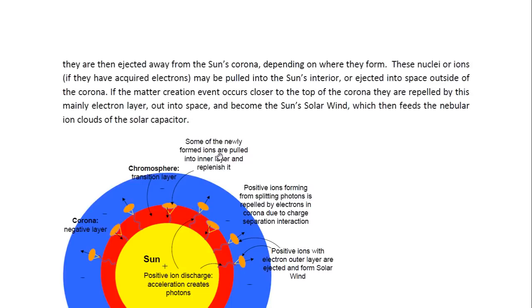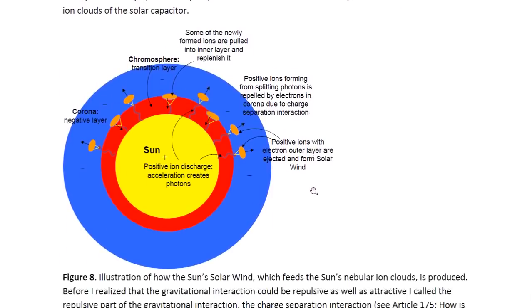These nuclei or ions, if they have acquired electrons, may be pulled into the Sun's interior or ejected into space outside of the corona. If the matter creation event occurs closer to the top of the corona, they are repelled by this mainly electron layer out into space and become the Sun's solar wind, which then feeds the nebular ion clouds of the solar capacitor. And this is illustrated by this diagram.